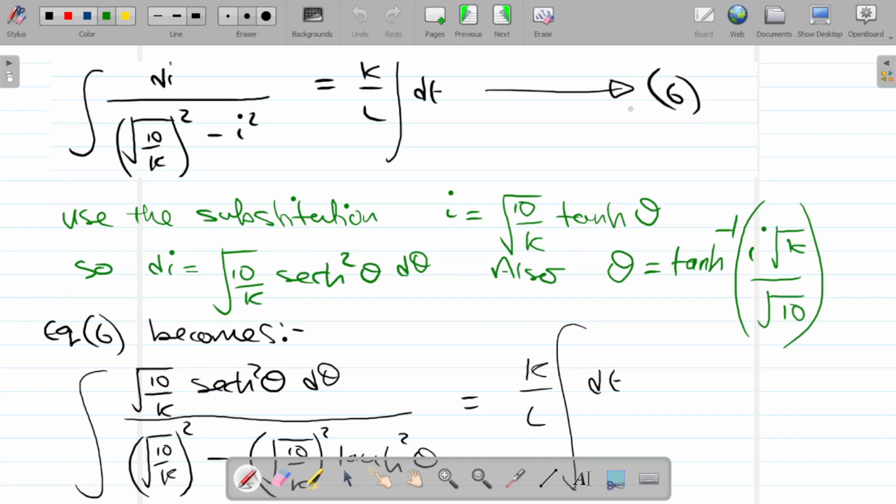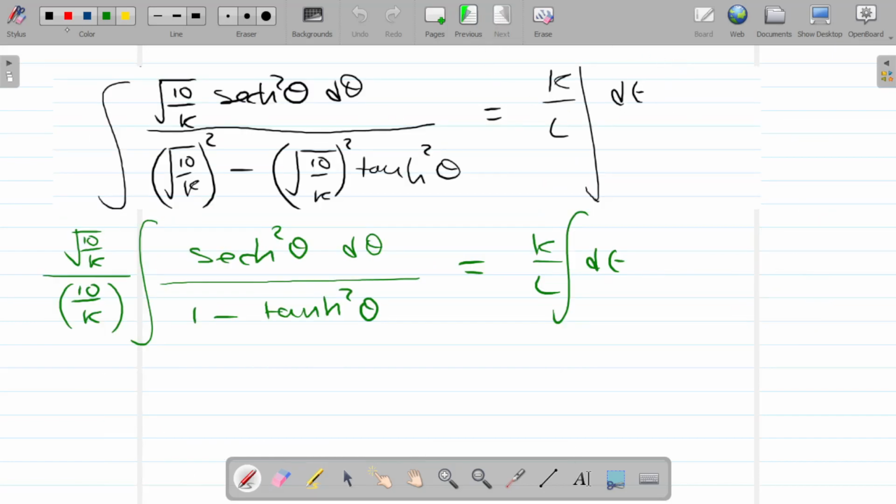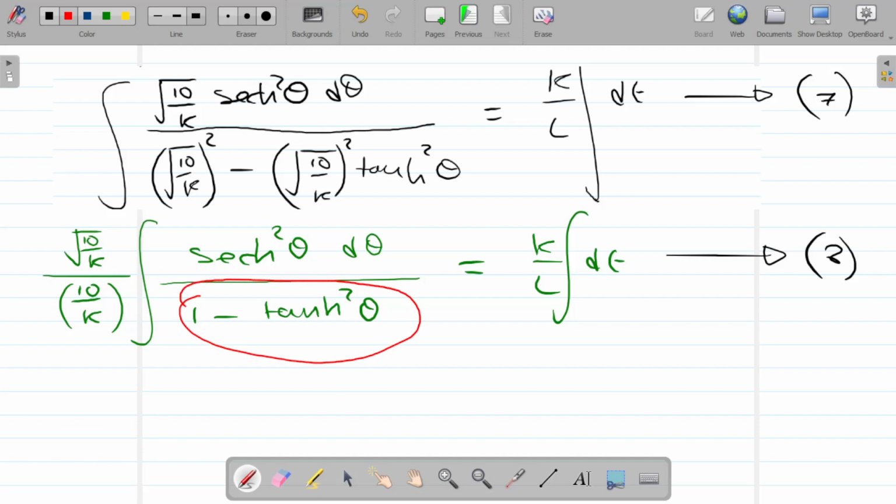Now, where did we get to? Well, we got to equation 6 up here, so we'll call this equation 7 and this equation 8, okay? Now we know that 1 minus tan squared theta is equal to sec squared theta, right? It's just a trigonometric identity.